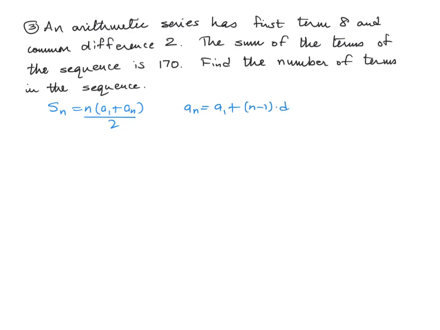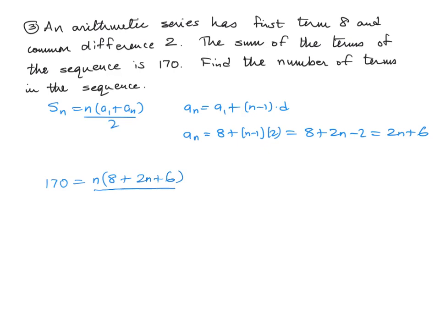Well, let's work on that one. An, since I don't know what it is, is going to be a1, which was 8, plus n minus 1 times common difference 2. So if I simplify that, it's 8 plus 2n minus 2. So in other words, 2n plus 6. So I'm now going to substitute this in the an spot. And of course, I'm going to plug 170 in the Sn spot. So 170 equals n times a1 we said was 8, plus this new 2n plus 6, and then all divided by 2.